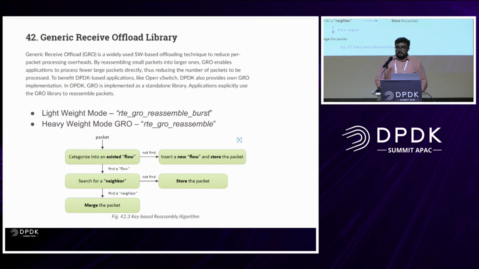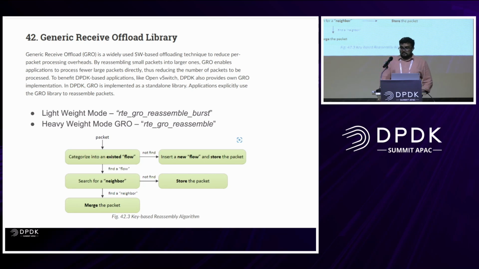So in DPDK, there are two modes of GRO. One is the lightweight mode, where packets belonging to the same flow in a single burst are coalesced. The other is the heavyweight mode, where these are subjected to a timer, so that packets across different bursts are subjected to the GRO layer.